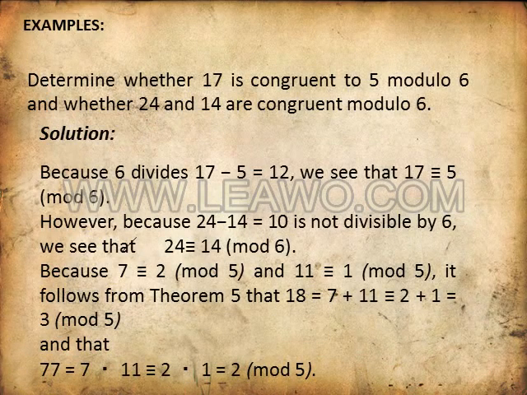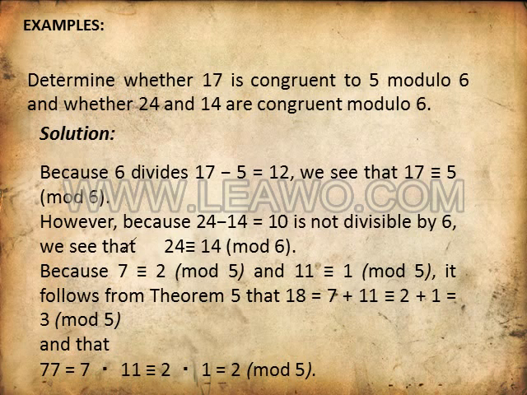Examples: determine whether 17 is congruent to 5 modulo 6 and whether 24 and 14 are congruent modulo 6. Because 6 divides 17 less 5, which is 12, we see that 17 is congruent to 5 modulo 6. However, because 24 less 14 is equal to 10, which is not divisible by 6, we see that 24 is not congruent to 14 modulo 6.